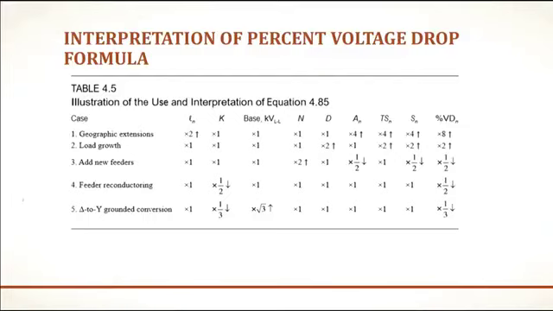Now we have article 4.11, that is interpretation of percent voltage drop formula. So we have 5 different cases which will be used to analyze the amount of percentage voltage drop that will occur for each case. So now using these cases, we are going to basically analyze the significance of the formula which we have derived earlier. So the 5 cases are geographic extensions, load growth, addition of new feeders, feeder reconductoring, and delta to Y grounded conversion. So before discussing the cases, let me write down the formula of percentage voltage drop.